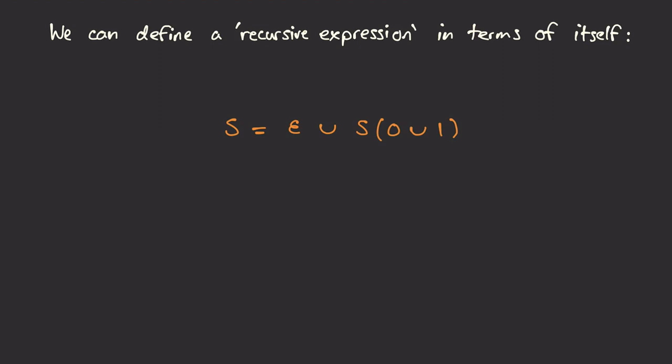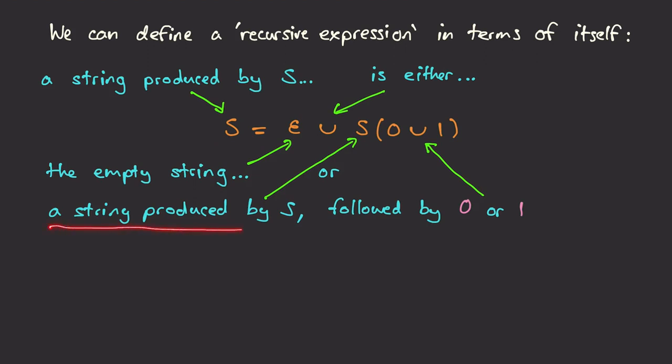To make sense of this, let's look at the right-hand side. The epsilon, of course, produces the empty string, and then the S0 cup 1 will produce any string produced by S with a 0 or a 1 added to the end. If the S on the right-hand side were some other regular expression t, then all we'd be doing here is defining S in terms of t. But here we're defining S in terms of itself, and we can see the whole equation as a statement about the set of strings produced by S. It says that a string produced by S is either equal to the empty string, or is equal to a string produced by S, followed by a 0 or a 1.